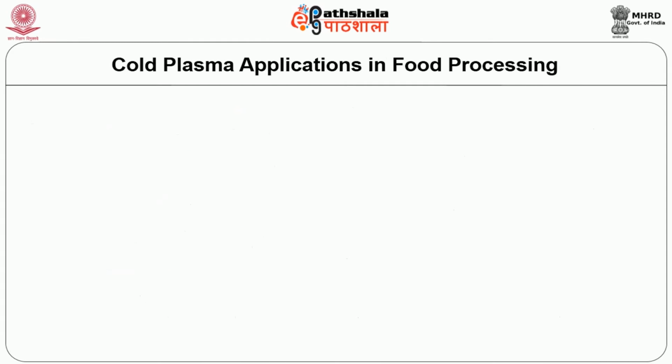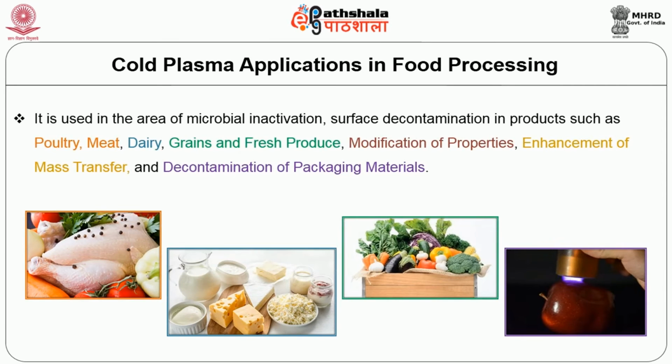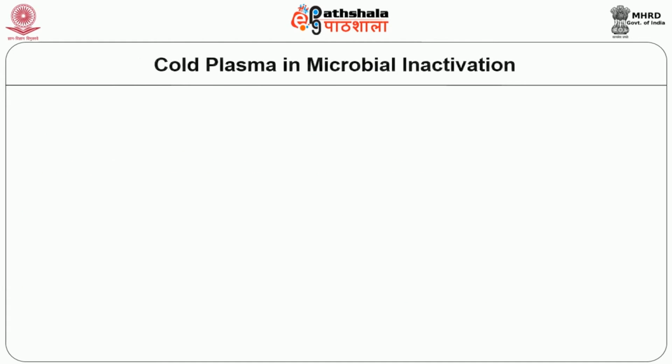Regarding cold plasma application in food processing, it is used in the area of microbial inactivation, surface decontamination in products such as poultry, meat, dairy, grains and fresh produce, then modification of properties, enhancement of mass transfer and decontamination of packaging material. Let us now focus on how this cold plasma helps in microbial inactivation.